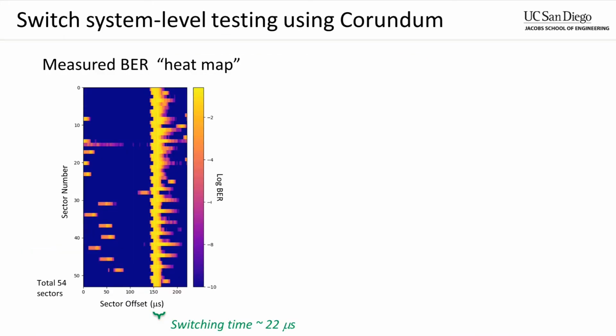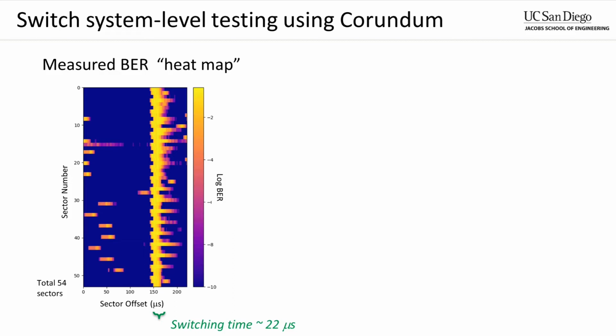Since Corundum is built on an FPGA, we have direct access to the physical layer transceivers. This enables us to perform very low-level characterization of the links through an experimental optical switch. This method works by sending a continuous pseudorandom bit sequence through the link and counting the number of bits that got flipped at the receiver. Coupled with PTP time synchronization, these bit errors can be localized in time and related to the switch configuration.